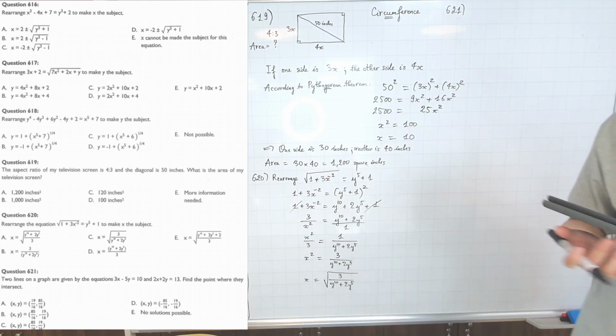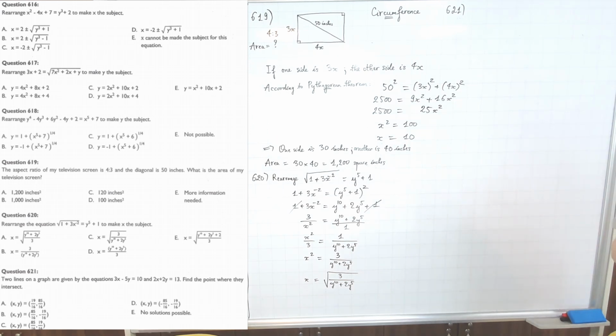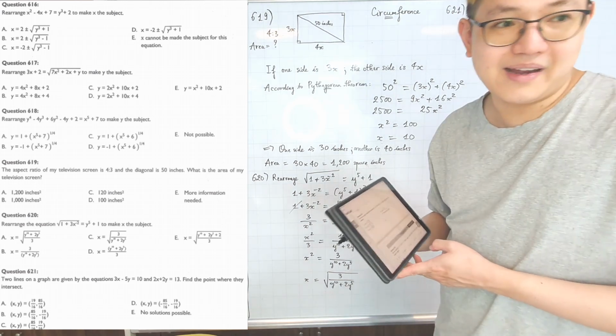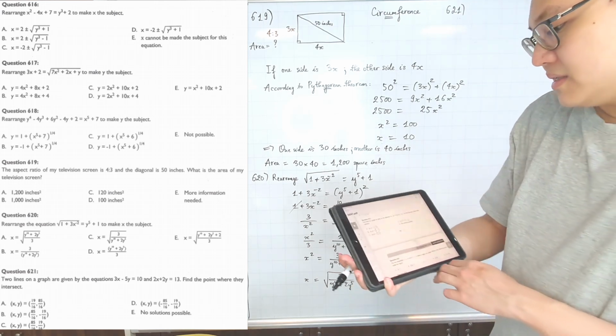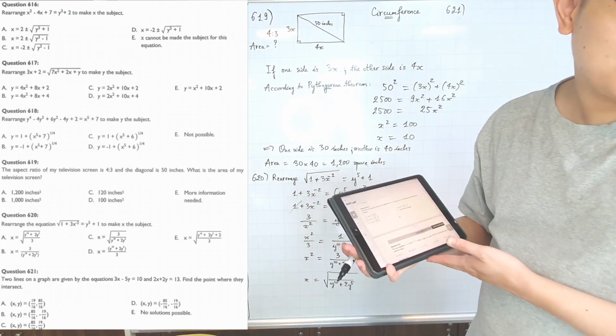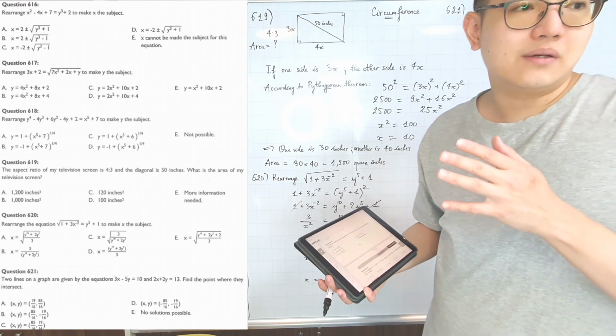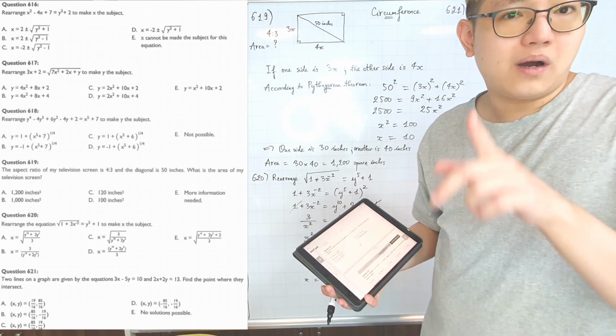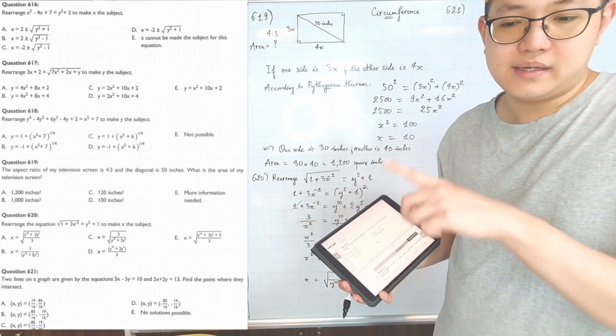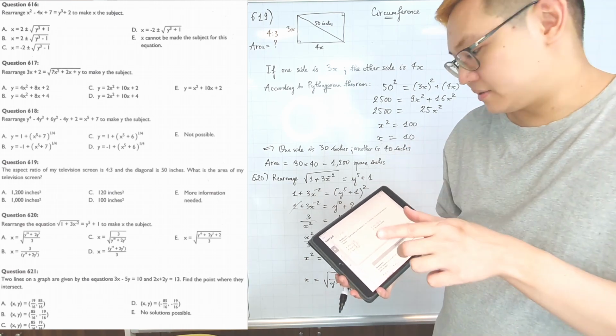You don't need to draw a graph, because you just need to rearrange these equations, and if they intersect, their y values will be equal to each other, right? Their x value and y value.